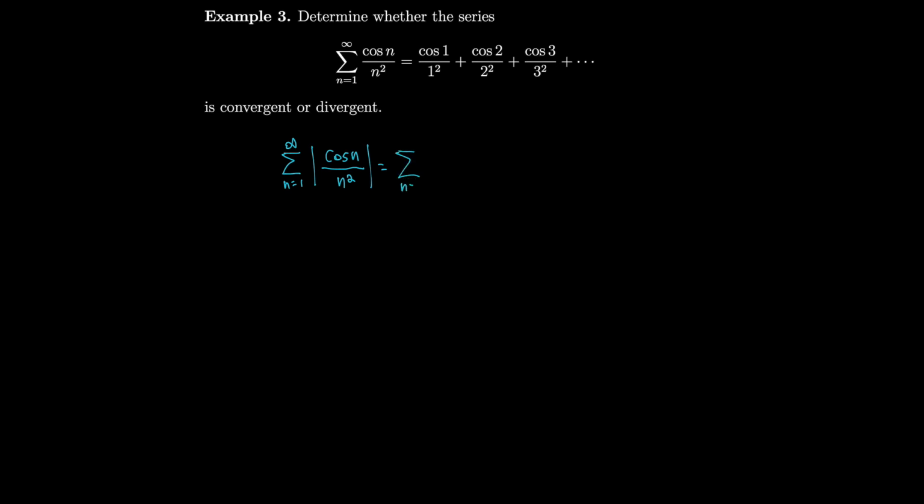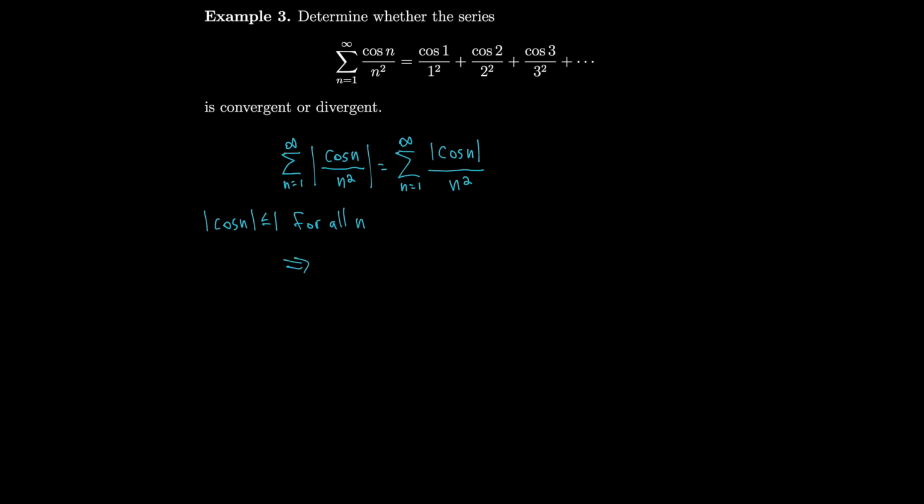So we take a look at the absolute value of cosine of n over n squared. The n squared is already positive, so I just need to put the absolute value on the cosine, because that's the only thing that could possibly be negative. We know that the absolute value of cosine has to be less than or equal to 1, because the most it could be is 1 and the least it could be is minus 1. And this is true for any possible n we plug in.